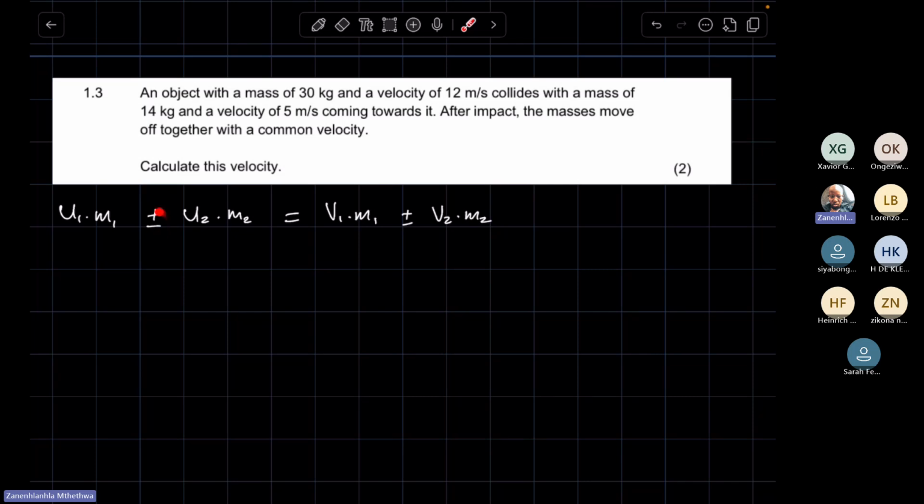I understand some of your textbooks have this. Right? Plus or minus here. The plus or minus is based on the direction of this.